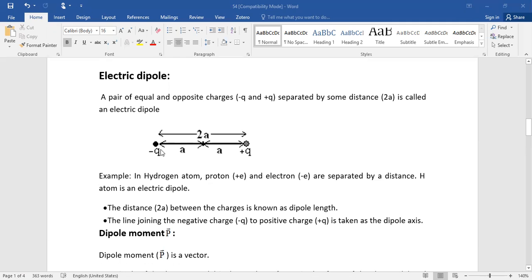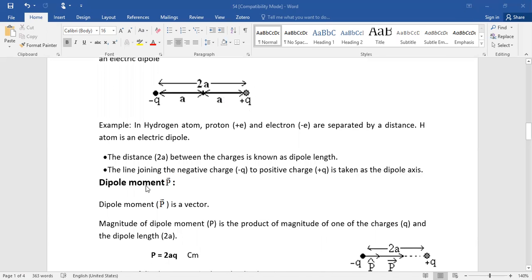For a dipole, we take an axis, that is the dipole axis. The dipole axis is considered from the minus charge to the plus charge.